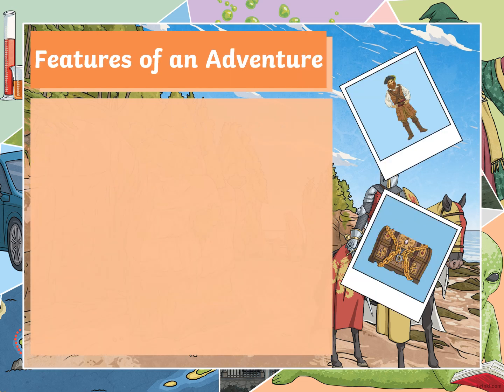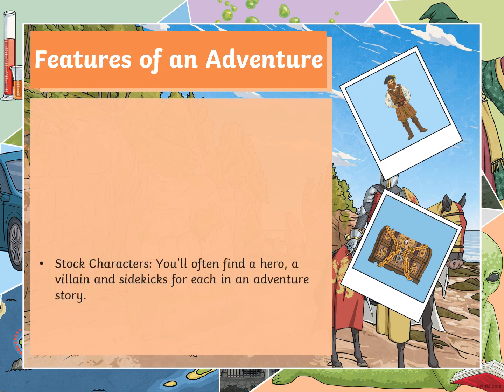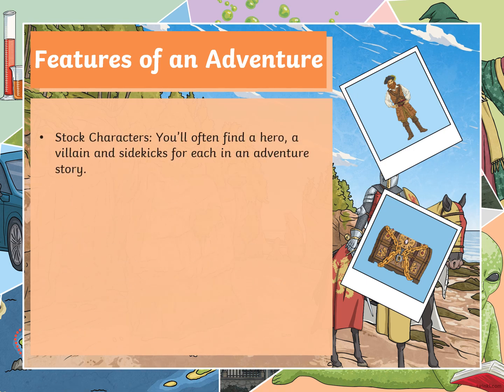Okay, let's explain each one of them on its own. In stock characters, you will often find a hero, a villain, and sidekicks for each in an adventure story. So the main characters here are a hero and a villain, a hero against a villain, and a sidekick helping the main character or the hero. Then we have risk or danger.